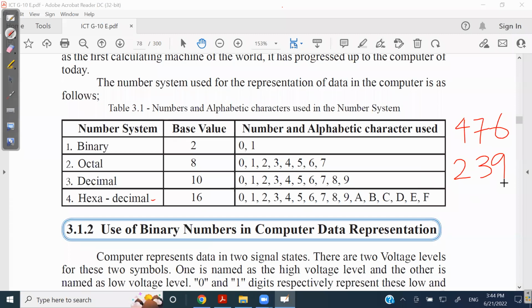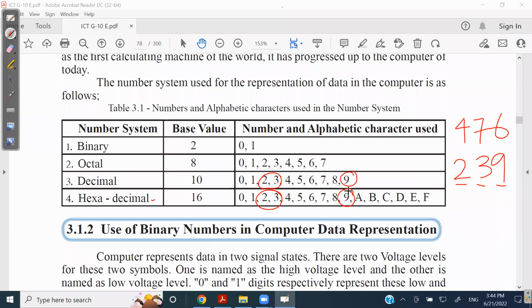Now, it belongs to decimal and hexadecimal. It cannot be a number in octal because 9 is there. So 9 is not a character of the octal number system, right? So you have to find all 3 characters, 2, 3, 9. So 2, 3, and 9 stay only in the decimal and hexadecimal.